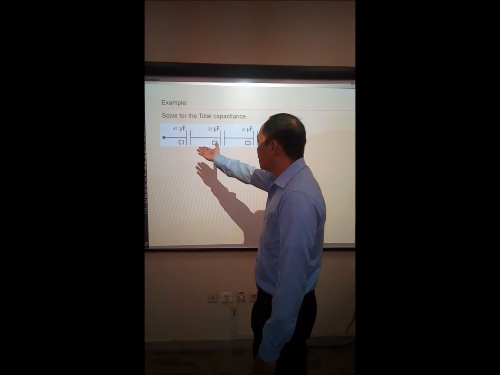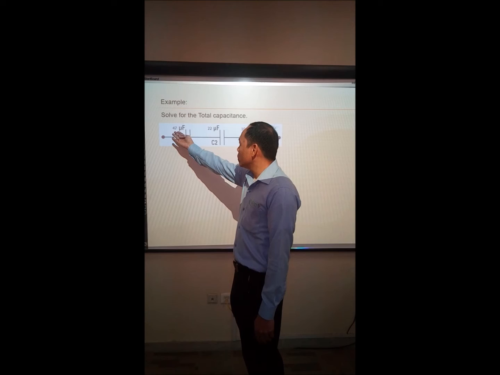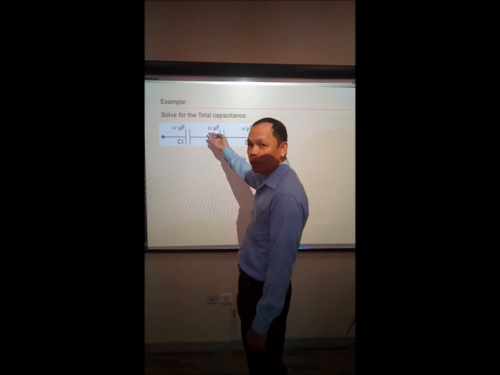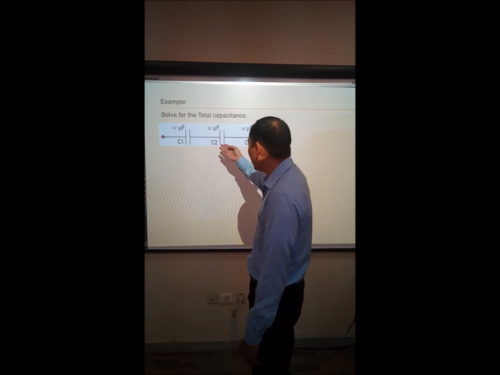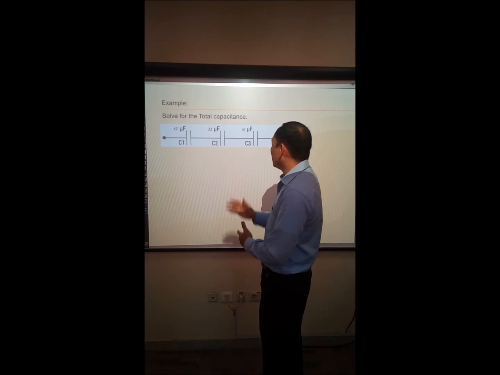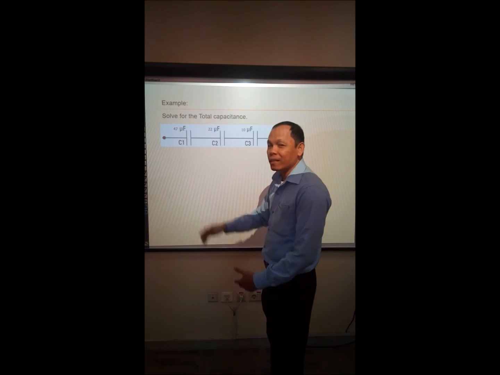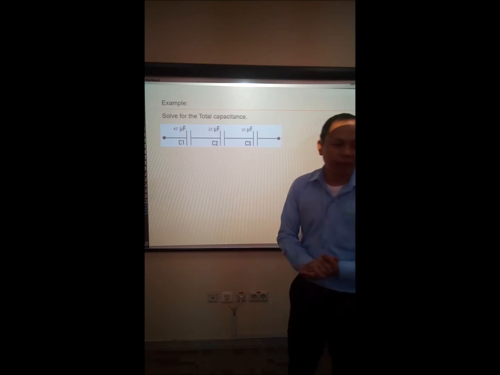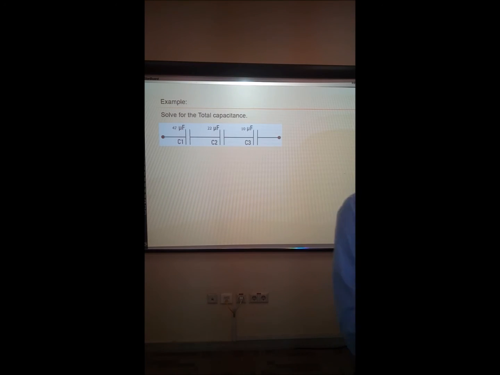Now, another example here. The C1 is equivalent to 47 microfarad value. C2 is 22 microfarad of value. Then C3 is 10 microfarad. Now, what is the total capacitance of this series capacitance circuit? Let's answer in a few moments.